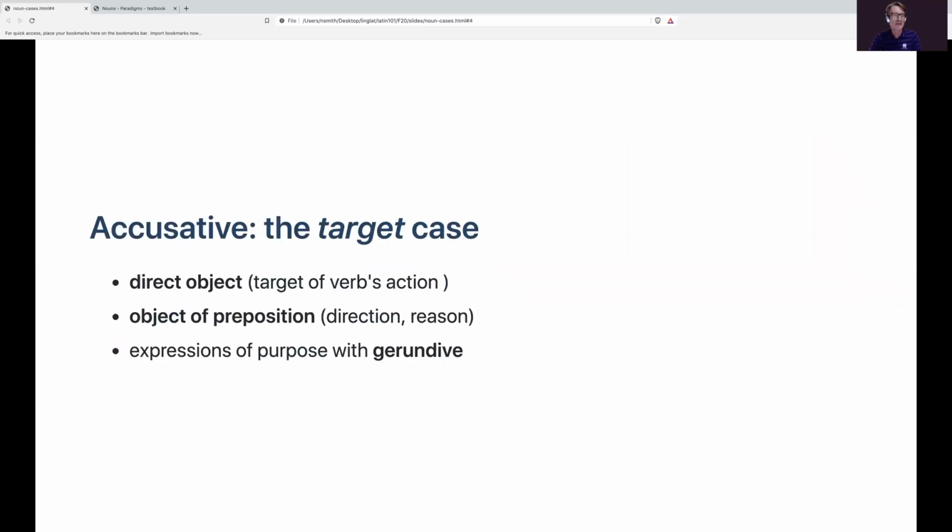The accusative is a case I think of as having the function of the target of an idea. It's the target case. That might be the target of the verb's action, the direct object. It might be the object of a preposition, especially if it's expressing an idea like direction towards something or the reason for something, the goal, the aim. And it's also used in expressions of purpose with a kind of adjective that's created from verbs called the gerundive. We're going to learn more about the gerundive a little later, so we won't look at those today, but just to be aware, it's another way of using the accusative case to express ideas of target, goal, purpose.